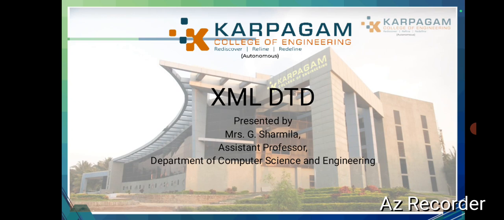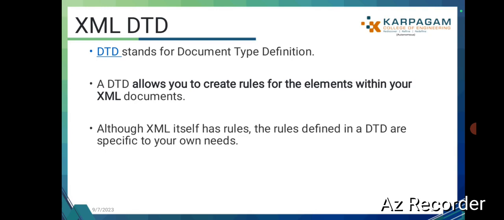In our last session, we saw the introduction to XML and the rules to create a well-formed XML document. In this session, we will see about XML DTD. This is mainly used for validating our XML document. DTD stands for Document Type Definition. It allows you to create rules for the elements within your XML document.